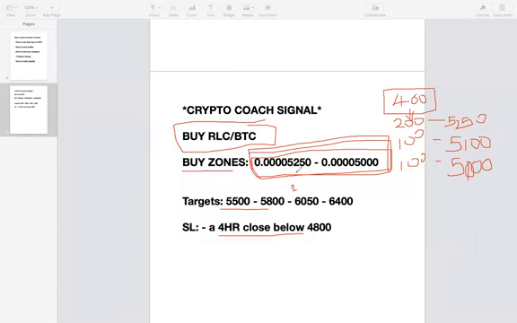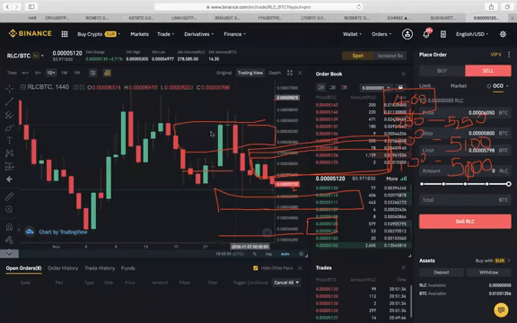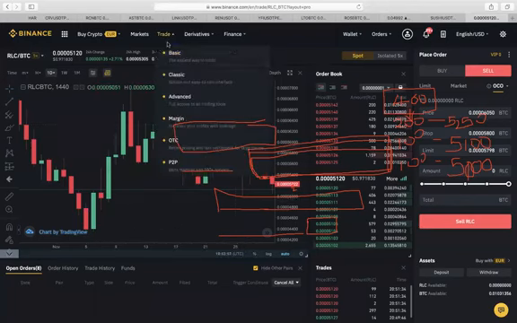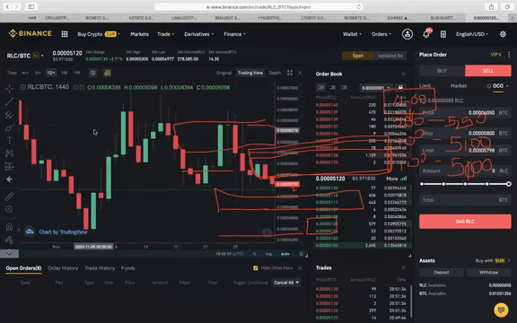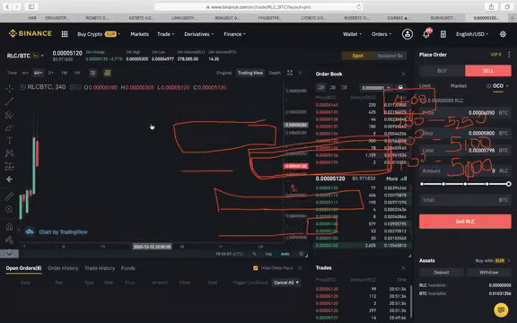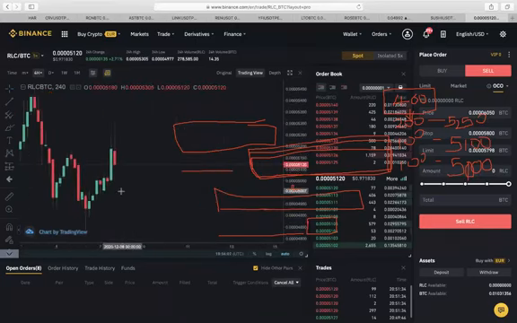So now, I've already explained these targets, these TP parts, so I'm not going into it again. I've already explained when I talked about locking profits. So now, what I'm going to is this 4-hour close. What the 4-hour close means is if the 4-hour candlestick closes below 4,800. Let me go to the technical stuff. So this RLC, let me put that on 4 hours. This candle is now 5,120. If this candle closes below 4,800, then you can sell.